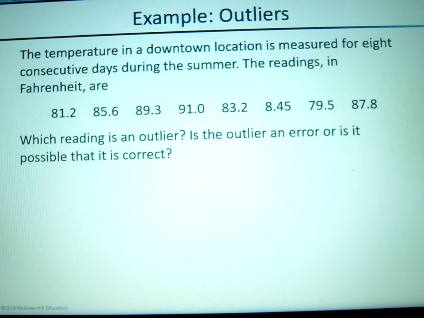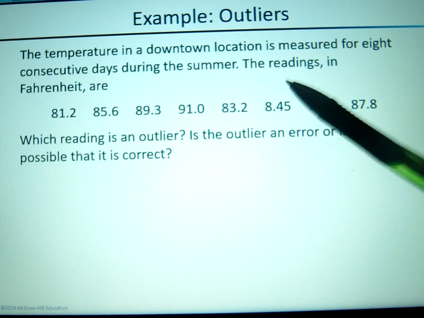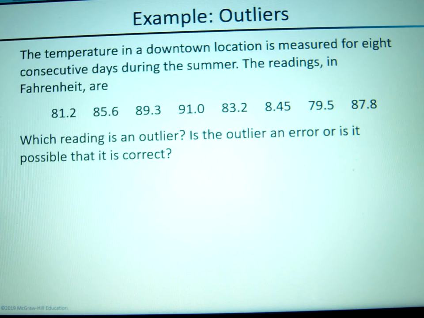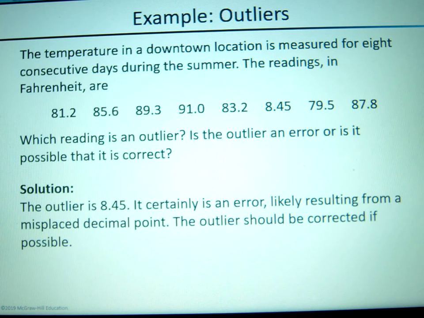Now, I can't really assume that it was supposed to be 84.5 because I don't know. Somebody might have typed that entire number in incorrectly. But we can say that it's an outlier. A lot of times, if I can go back to my data set and find out what the correct number is, I should. Other times, if it's more than likely an error, the mathematicians will just throw it out.